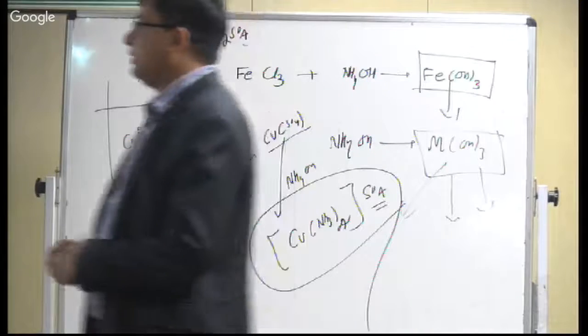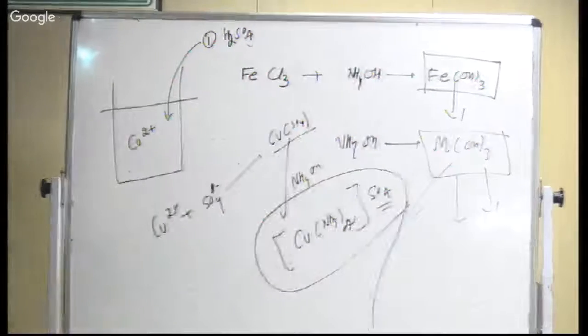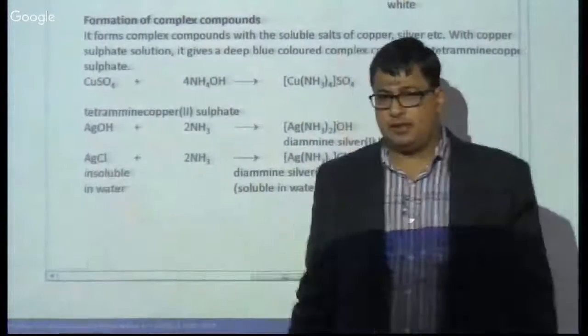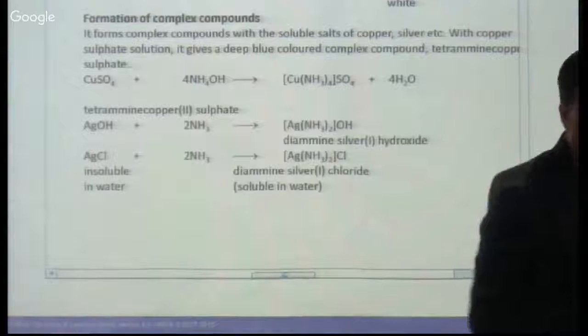AgOH with respect to ammonia, it gives diamminesilver(I) hydroxide, and with AgCl it is the same. Only difference is solubility. This is also a test for AgCl, the solubility product of silver chloride.